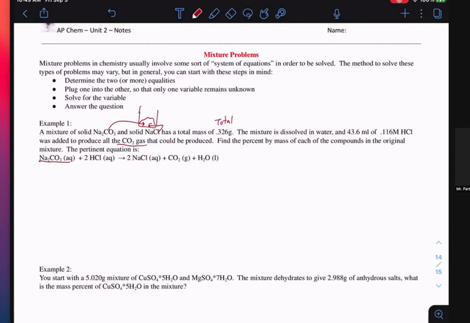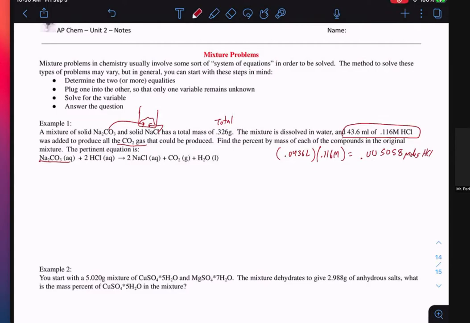So, with every mixture problem, there's different approaches. In this case, let's take in everything they've told us. They are telling us the volume and molarity of HCl. Well, what do you suppose we could get from that? Yeah, that's moles. The first thing we should do is find out how many moles of HCl had reacted. So 0.0436 liters times 0.116 molar is 0.005058.